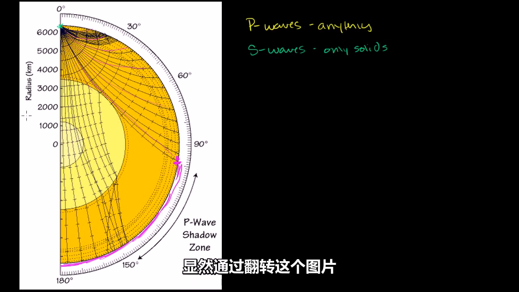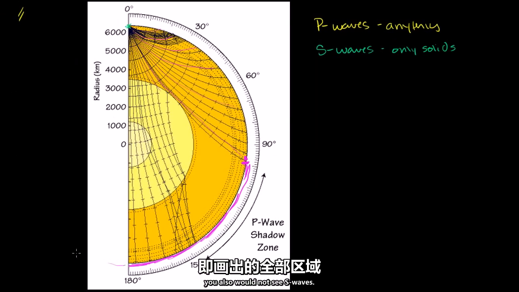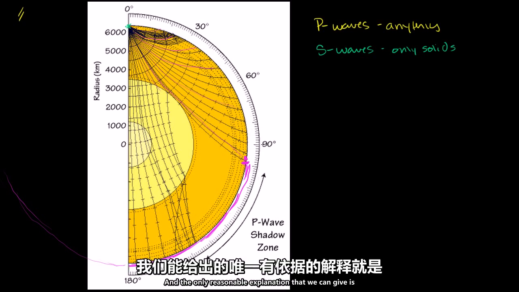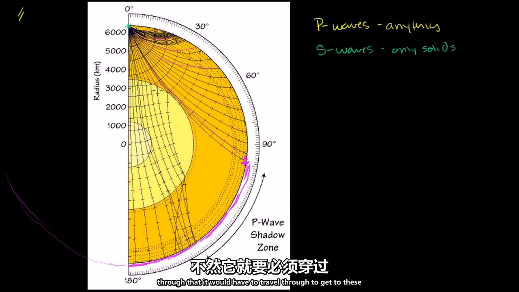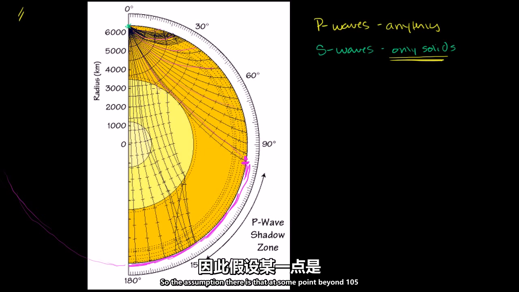And obviously, I could flip this picture over, and you would see a symmetric thing on the other side of the globe, that all of this area over here you also would not see S waves. You'd only see them from 105 degrees in this direction and 105 degrees in that direction. And the only reasonable explanation that we can give is that there must be some material that an S wave cannot travel through, that it would have to travel through to get to these points beyond 105 degrees. And we know that S waves only travel in solids. So the assumption there is that at some point beyond 105 degrees, it's hitting liquid.